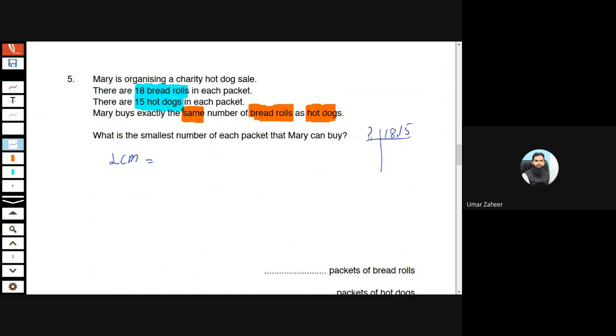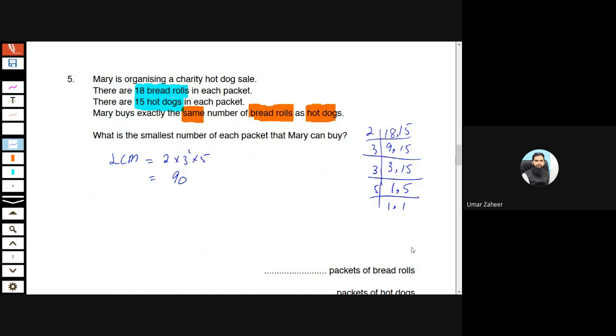18 and 15. So 2 times 9 is 18, 2 times 15 as it is. 3 times 3 is 9, 15 going to be as it is. 3 times 5 is 15. And 5 times 1 is 5. Yes, 2 multiplied by 3 squared into 5 will be 90. All right. They are basically the 90 bread rolls and 90 hot dogs.